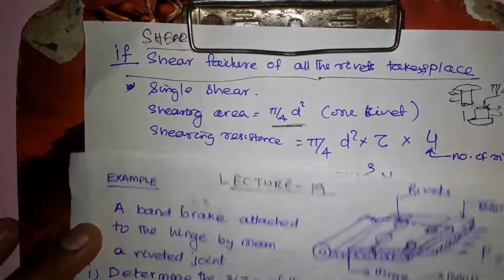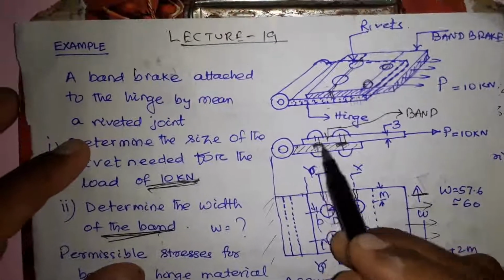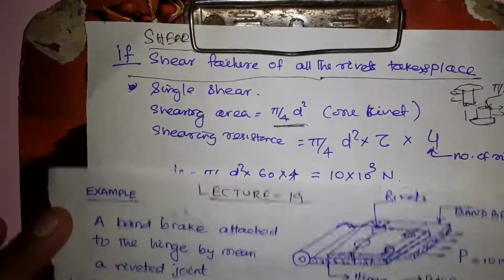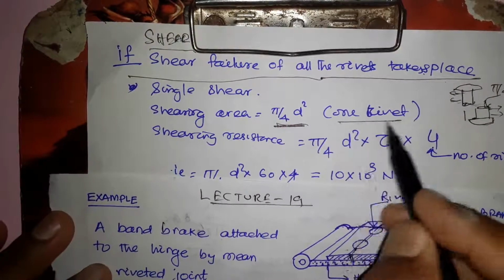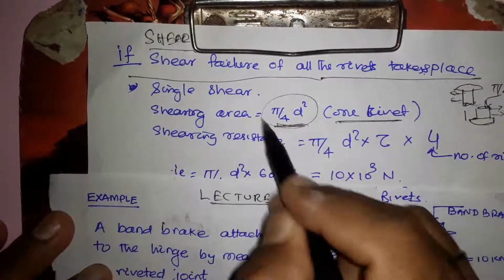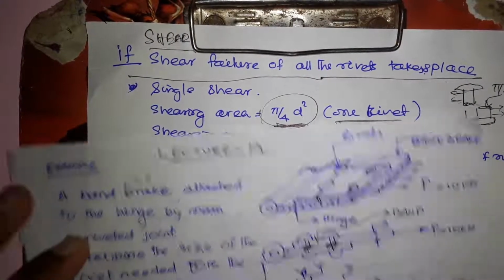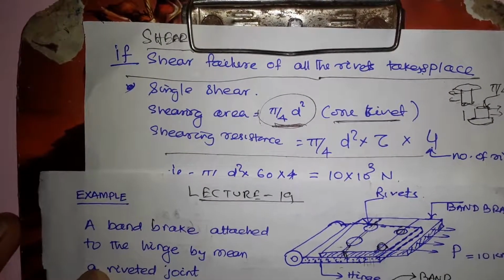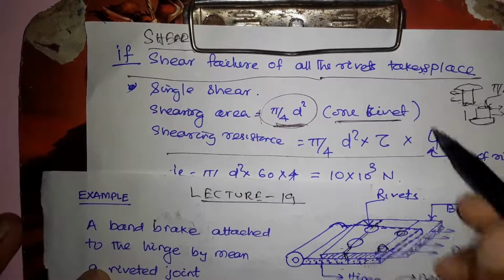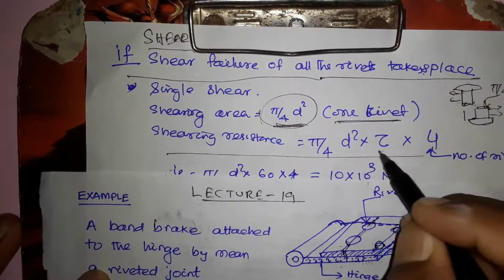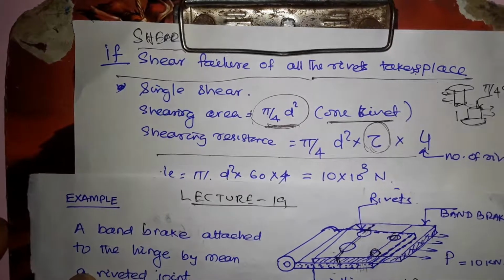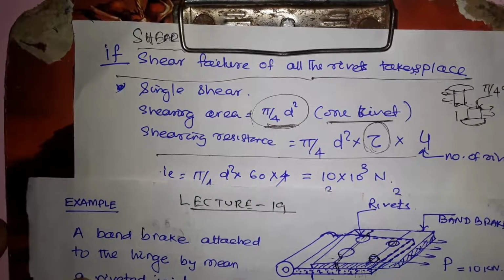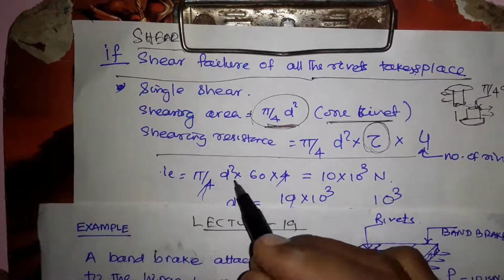So pi by 4 d square, because this is a lap joint, only a single cross section will be in shear. So for one rivet, the shearing area is this much. Shearing area for 4 rivets, because there are 4 rivets, is pi by 4 d square into tau into 4. Tau is the maximum shear stress that the rivet can withstand.